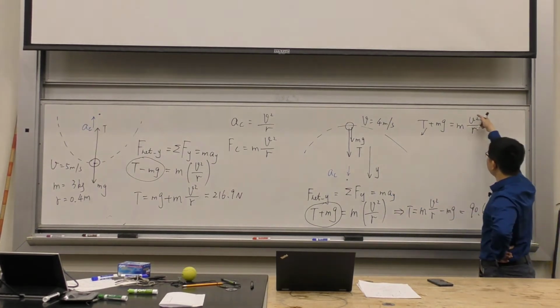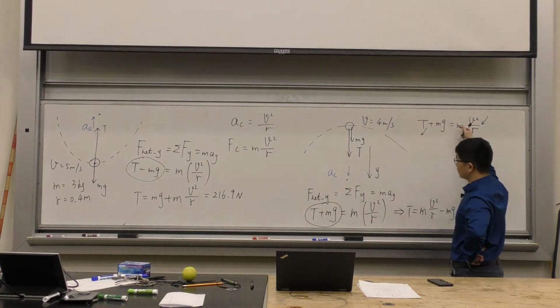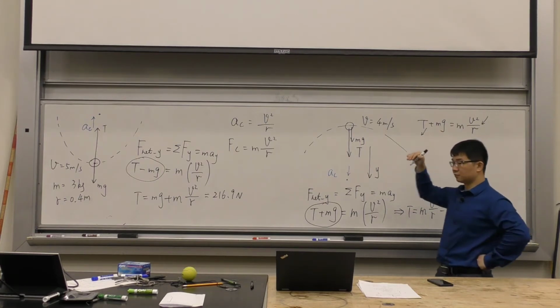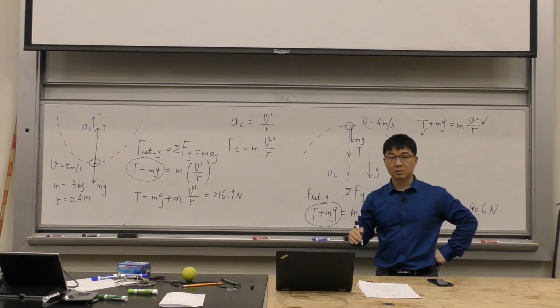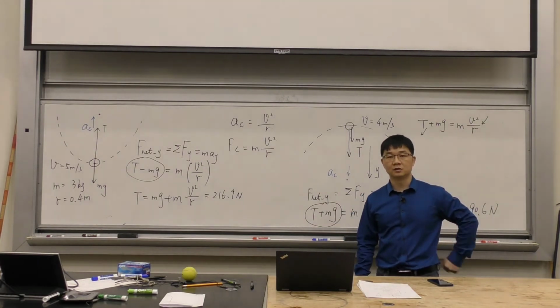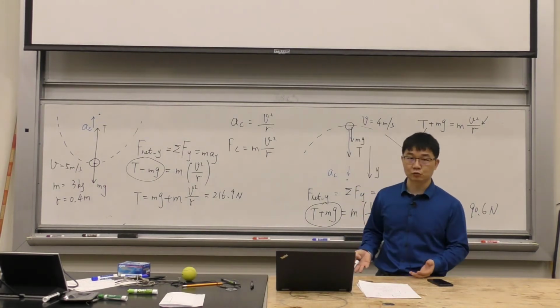If this guy has reached the minimum, that means this value on the left has reached the minimum. And the mg is not going to change at all. So that means the tension has reached the minimum at the minimum speed. What is the minimum value of a tension in a string? Or what is the minimum value of any force? Well, that's going to be 0. Right? You can't have a force lower than 0, right?